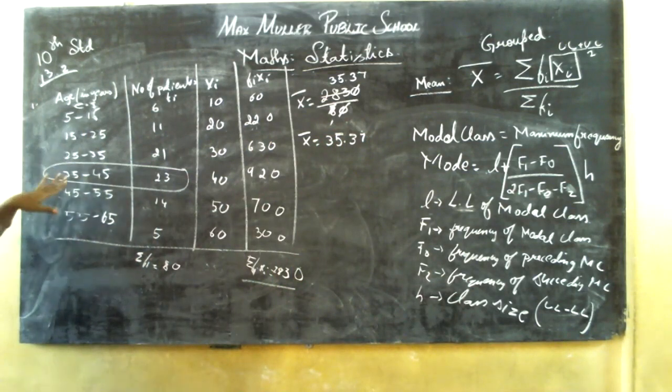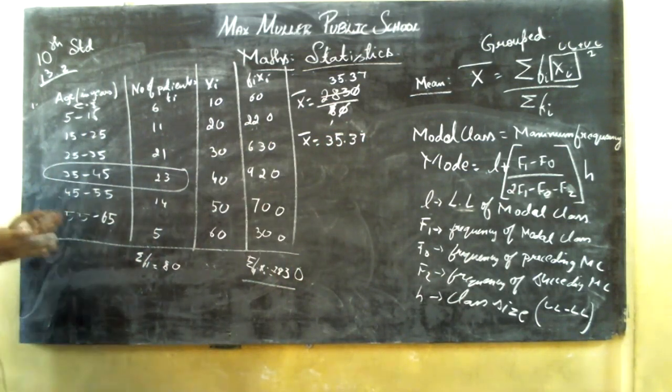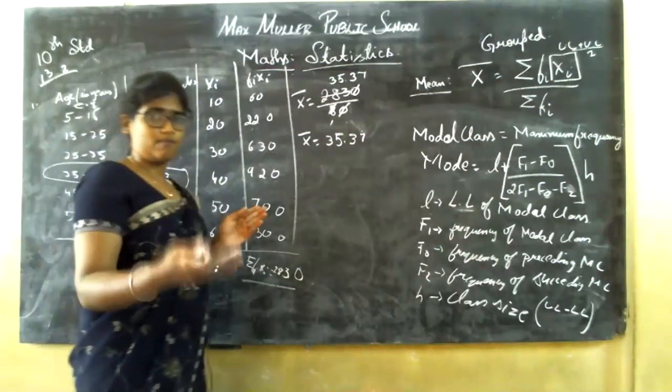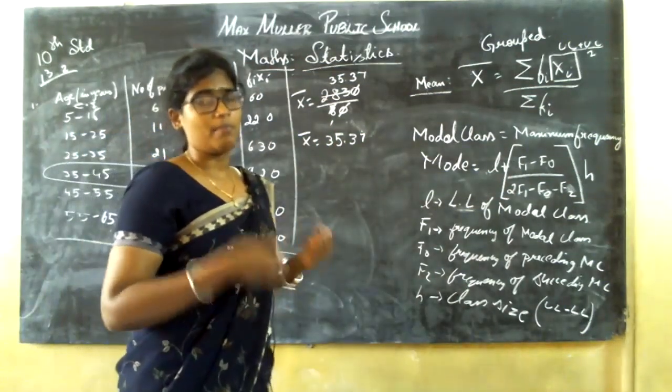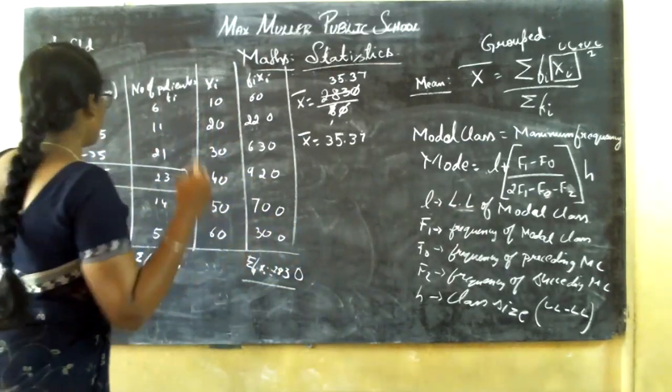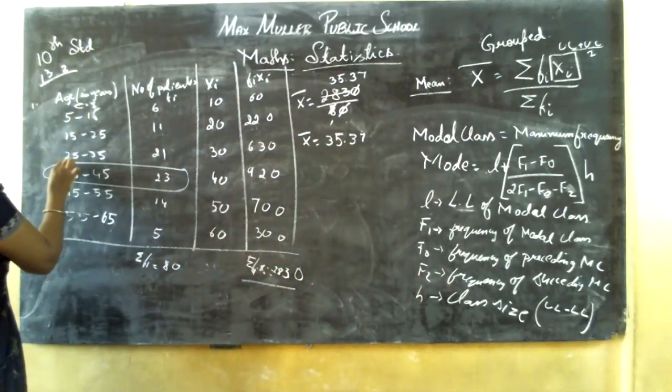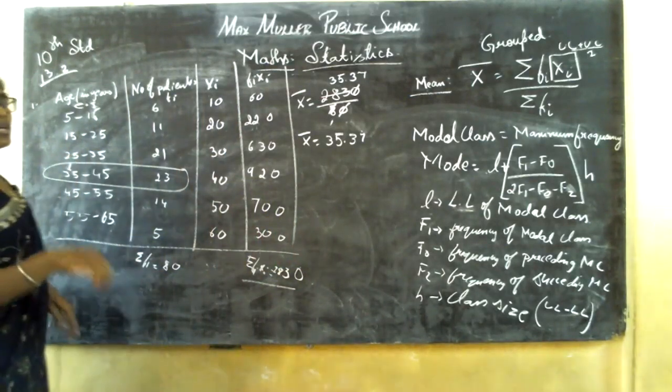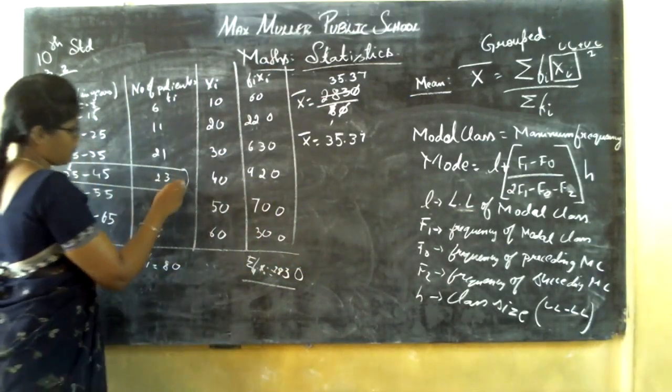In the modal class, coming to the first formula. The formula is: L plus F1 minus F0 divided by 2 F1 minus F2 minus F0, into H. Now L, what is L? This is the lower limit. Then what is F1? F1, what is the frequency you get?